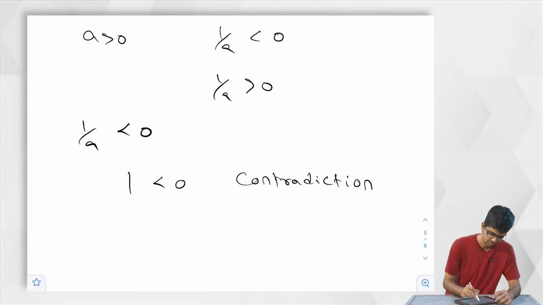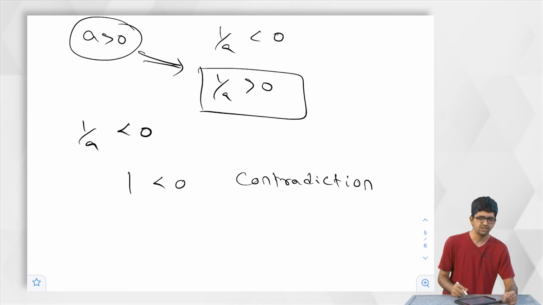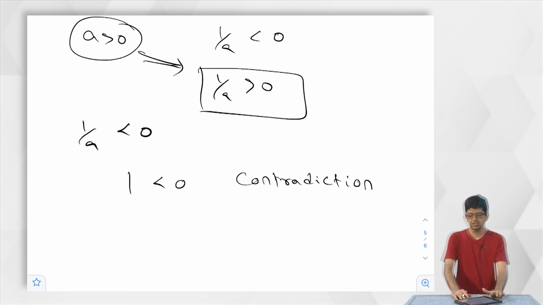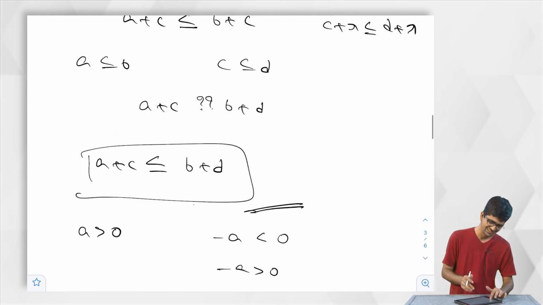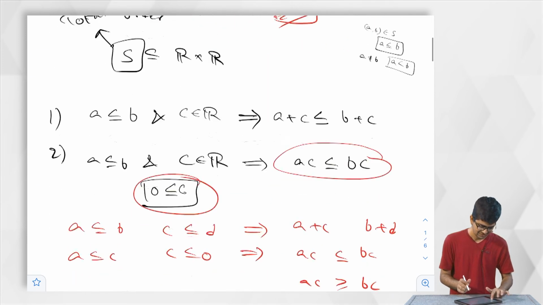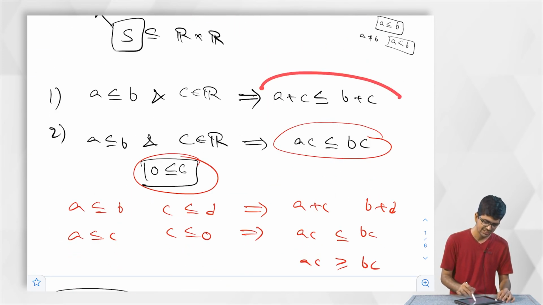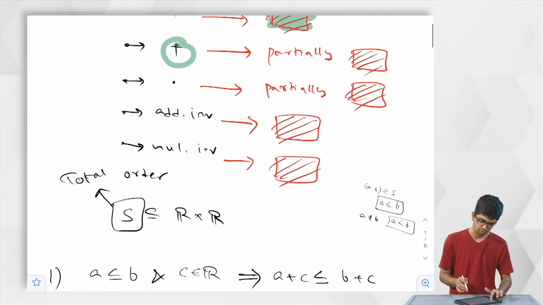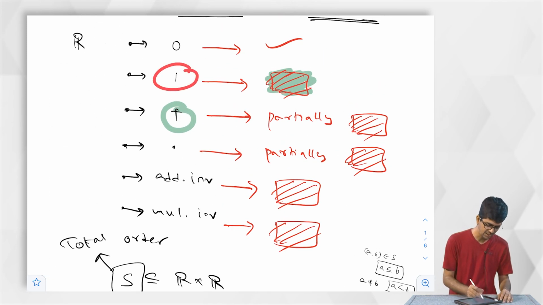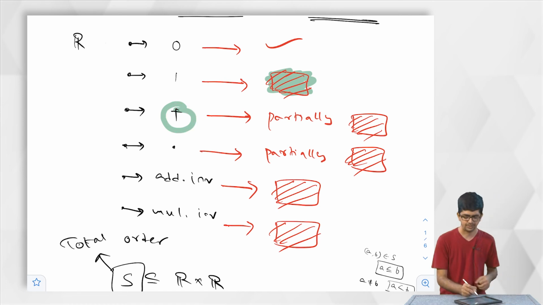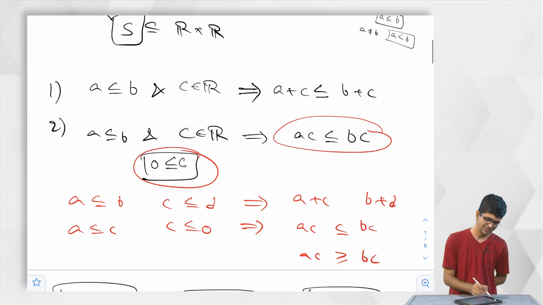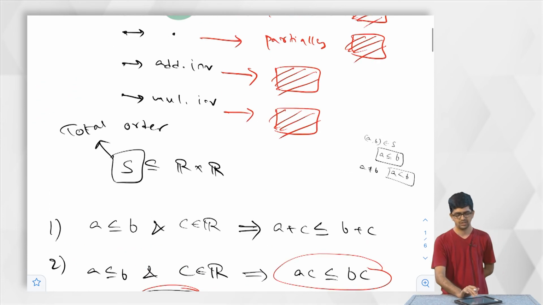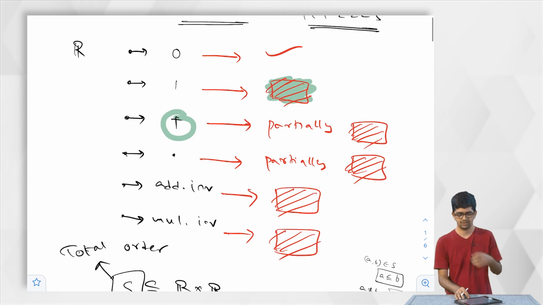So this assumption is wrong. If A is positive, this should imply 1 by A is positive. So this is the compatibility condition between order and the field structure of R, and it is giving us so many things. It looks like it is only dealing with addition and multiplication partially, but no, it is saying many things about one, this full description of addition and also multiplication, additive inverse, multiplicative inverse. So it looks like only two conditions, but they are actually dealing with the whole, the full field structure of R.